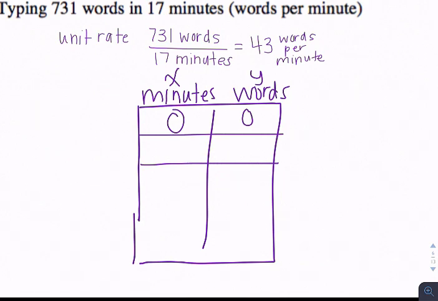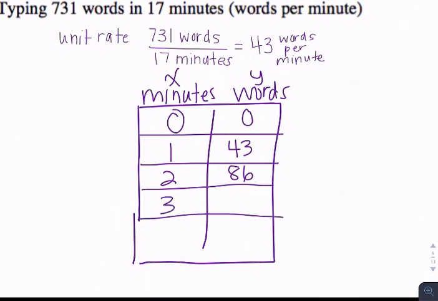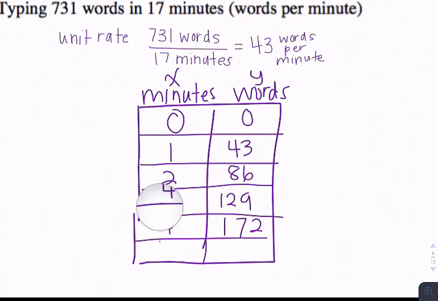So then 1 minute is 43 words. 2 minutes is 86. 3 minutes is 129. 4 minutes, 172. It's good to have like 4 or 5 pieces of information in your table. So I just kept adding 43 and I get my table.